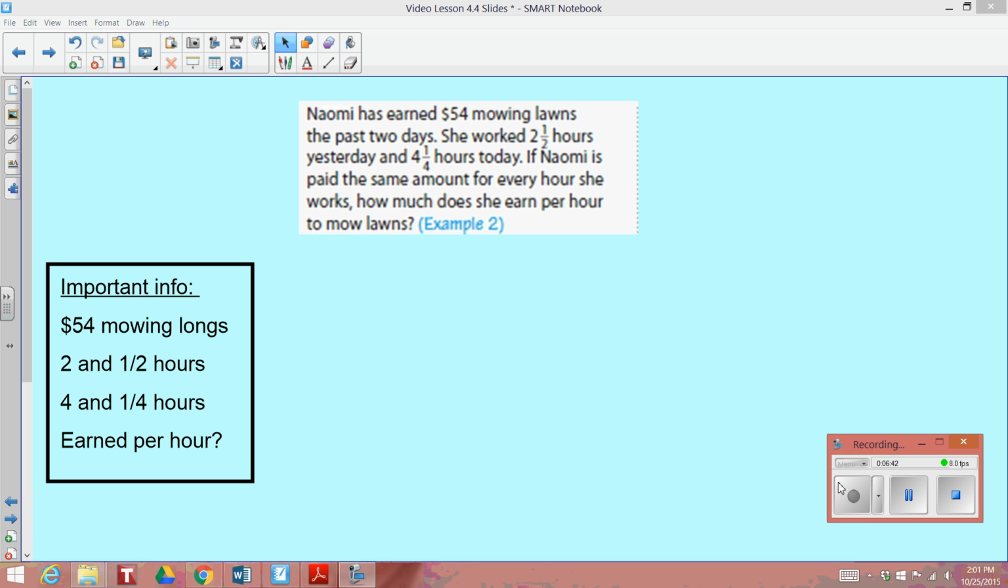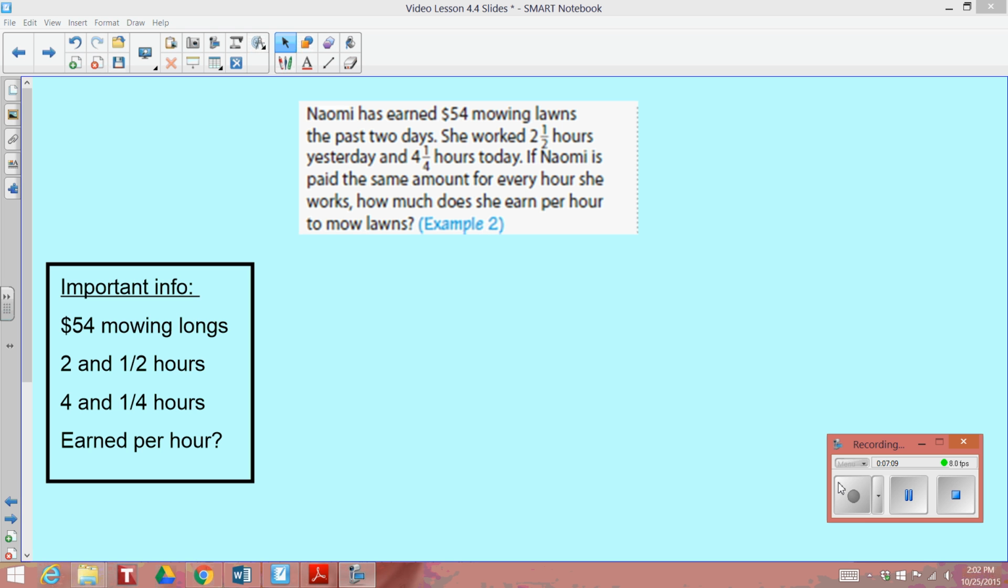Okay, let's look at this question together. When I read this question, I then took out the most important information needed in order to answer it. So as you can see, I created a little chart. If Naomi has earned $54 mowing lawns in the past 2 days, and she worked 2.5 hours yesterday and 4.25 hours today, how much is she making per hour?